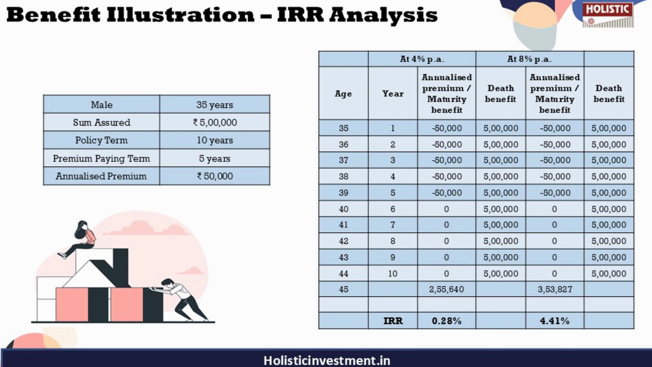At 4% assumed return, the projected maturity value is 9.97 lakhs, translating to an IRR of approximately 2.10% as per the policy's maturity calculator. At an assumed 8% return, the maturity value increases to 18.86 lakhs, resulting in an IRR of around 5.96% as per the policy's maturity calculator.